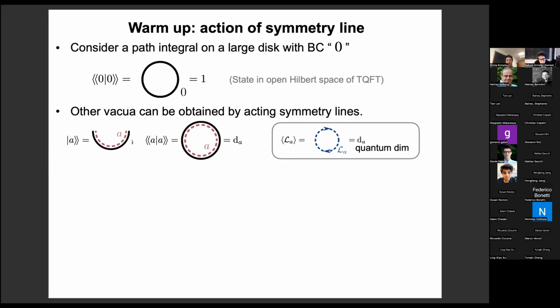However, there is one thing we need to take into account. If you define the state like this and then compute the norm, the norm is not 1 because there is a circle here, and the expectation value of the circular symmetry line is given by what's called the quantum dimension, and it's generally not 1. So when I talk about the normalized state, we need to divide this state by the square root of d of A.